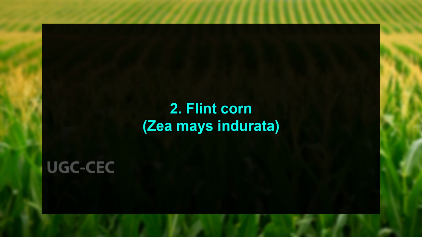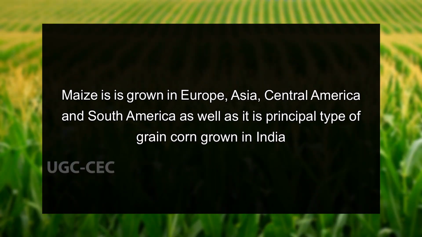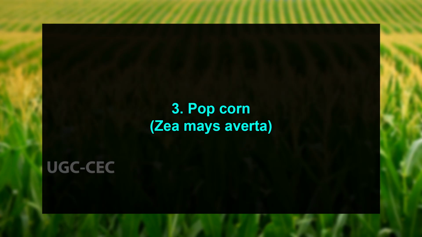Second is flint corn. It is known as Zea mays indurata. The endosperm in this type of maize kernel is soft and starchy in the center and completely enclosed by a very hard outer layer. The kernels are round on the top. The color may be white or yellow. It was discovered by Europeans with early maturity and can germinate in cold and wet soil. It is grown in Europe, Asia, Central America, and South America, and it is the principal type of grain corn grown in India.